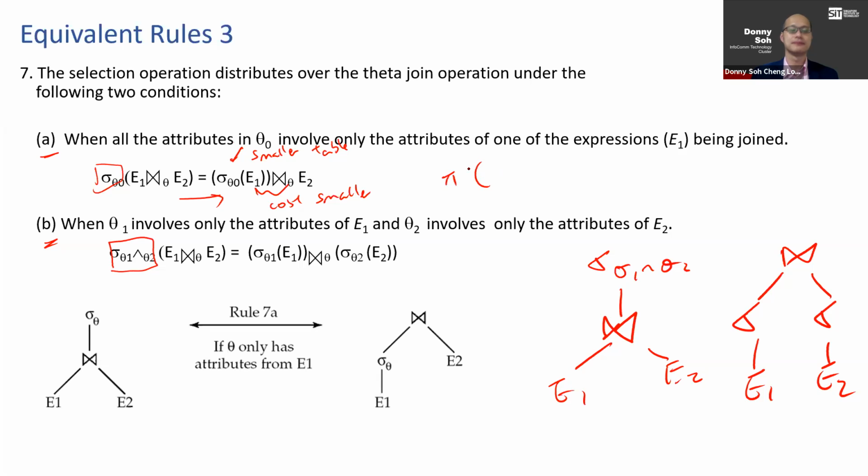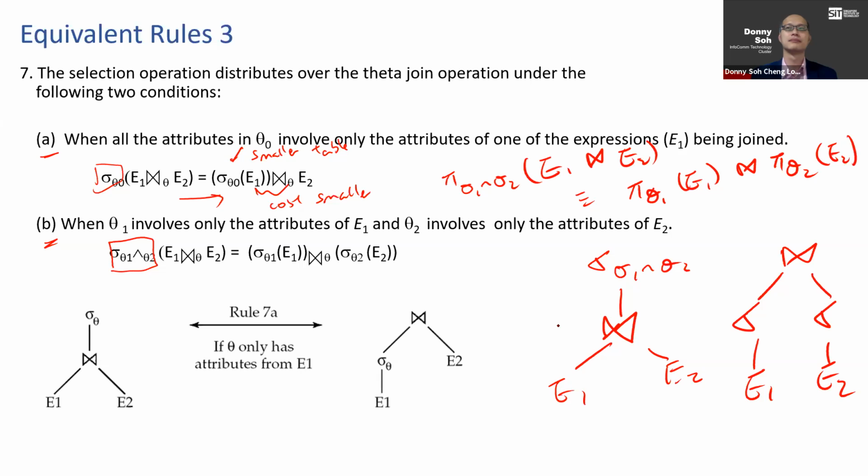Can I do this? Can I do this? What do you guys think? Same thing, theta 1 only contains attributes of E1, theta 2 only contains attributes of E2. The answer is cannot.